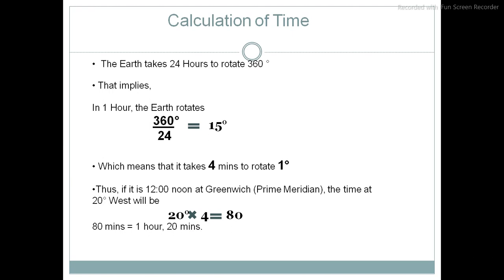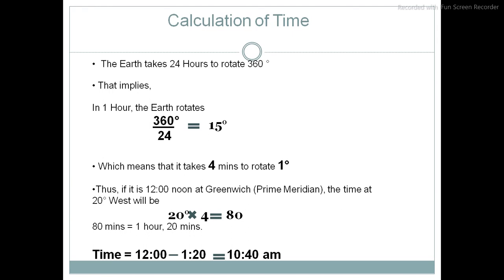80 minutes is 1 hour 20 minutes. Subtracting that, it is going to be 10:40 am.